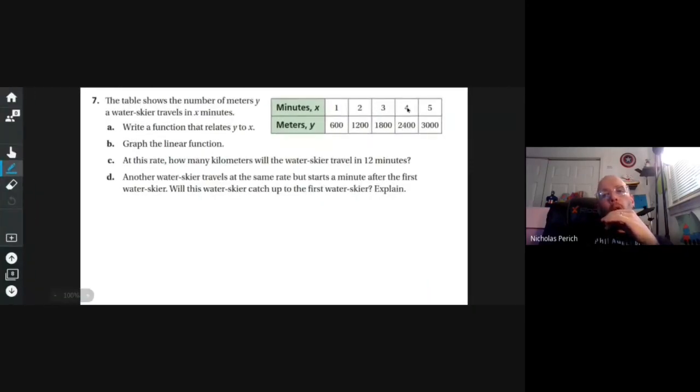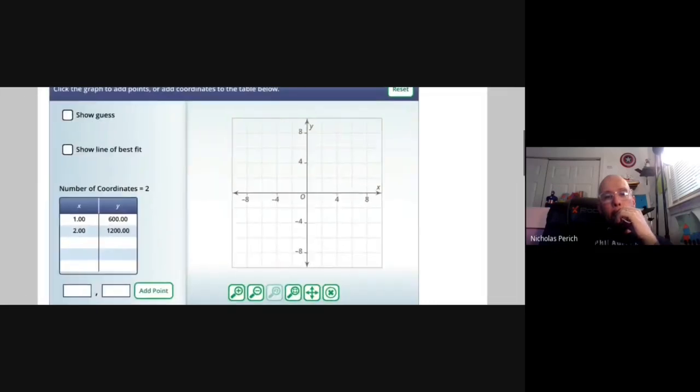3, 4, 5, 1800, 2400, 3000. 3, 1800, 4, 2400, 5, 3000.